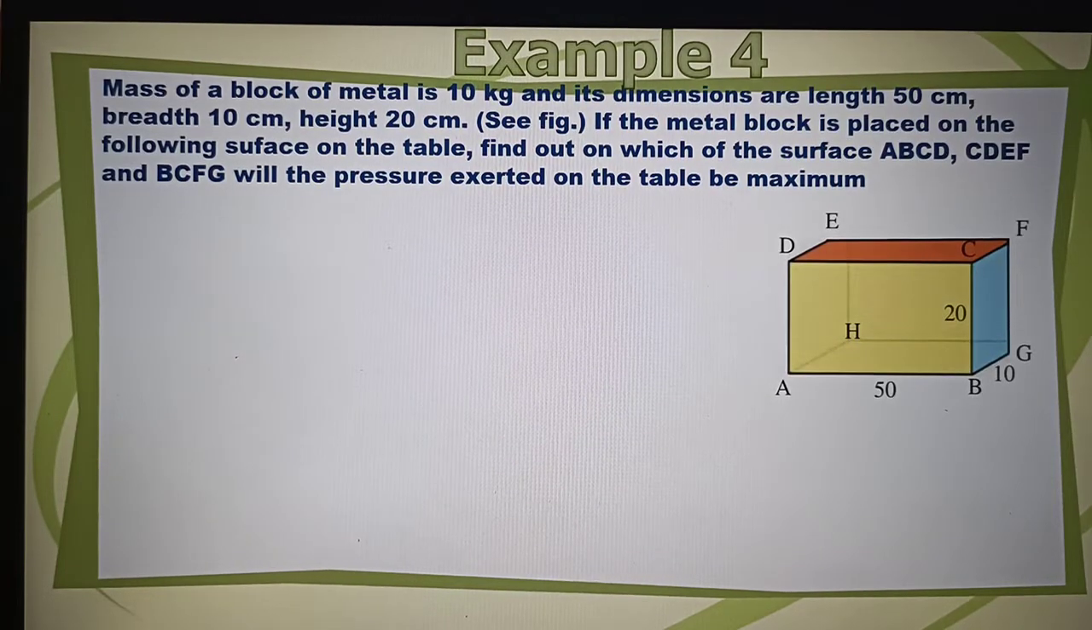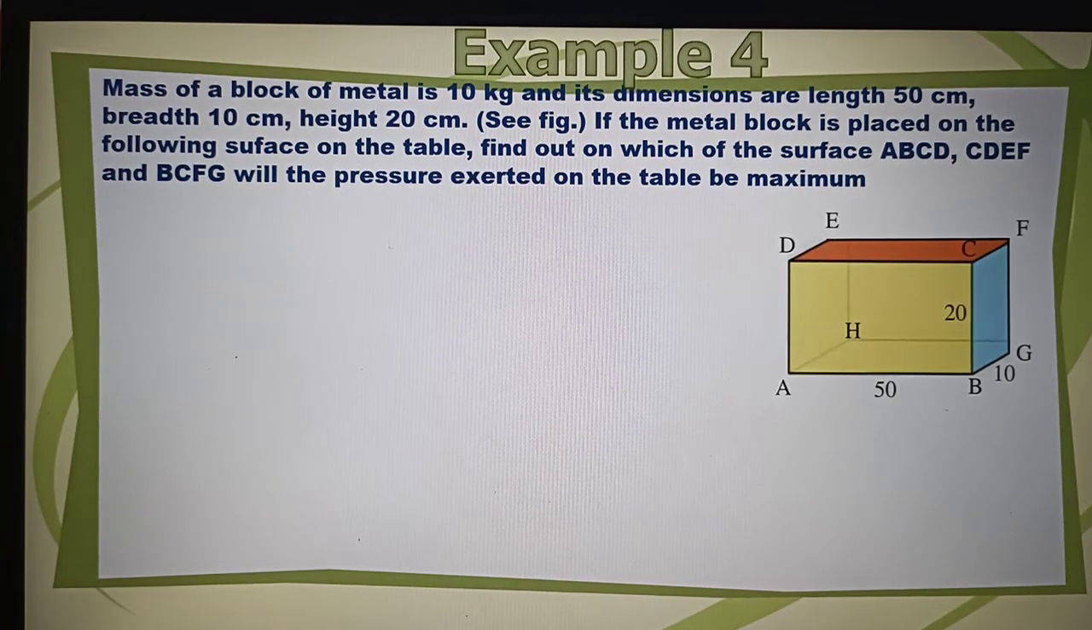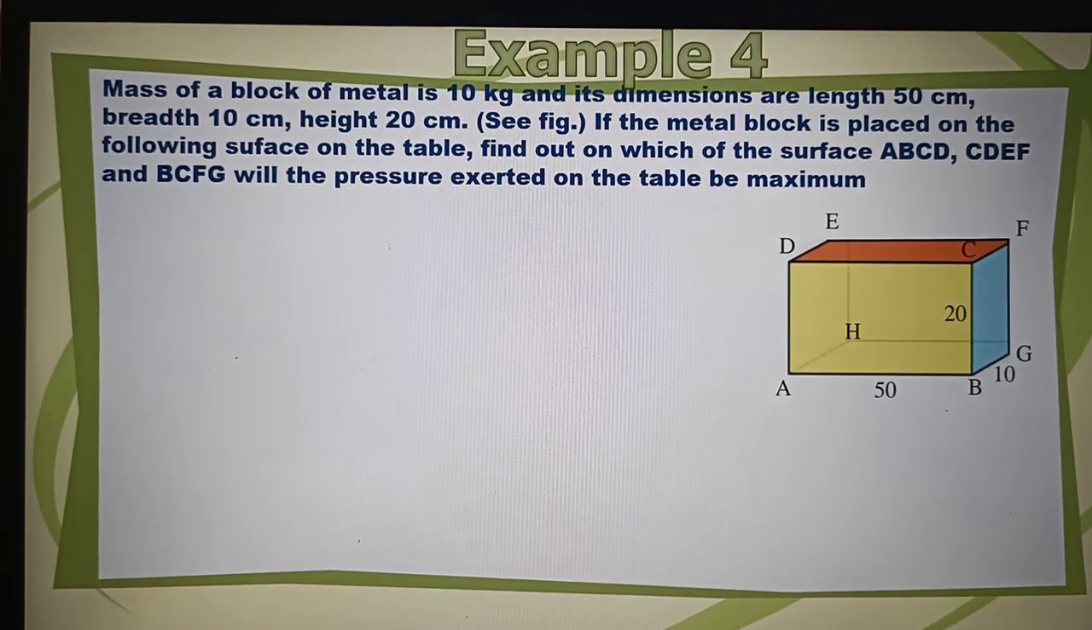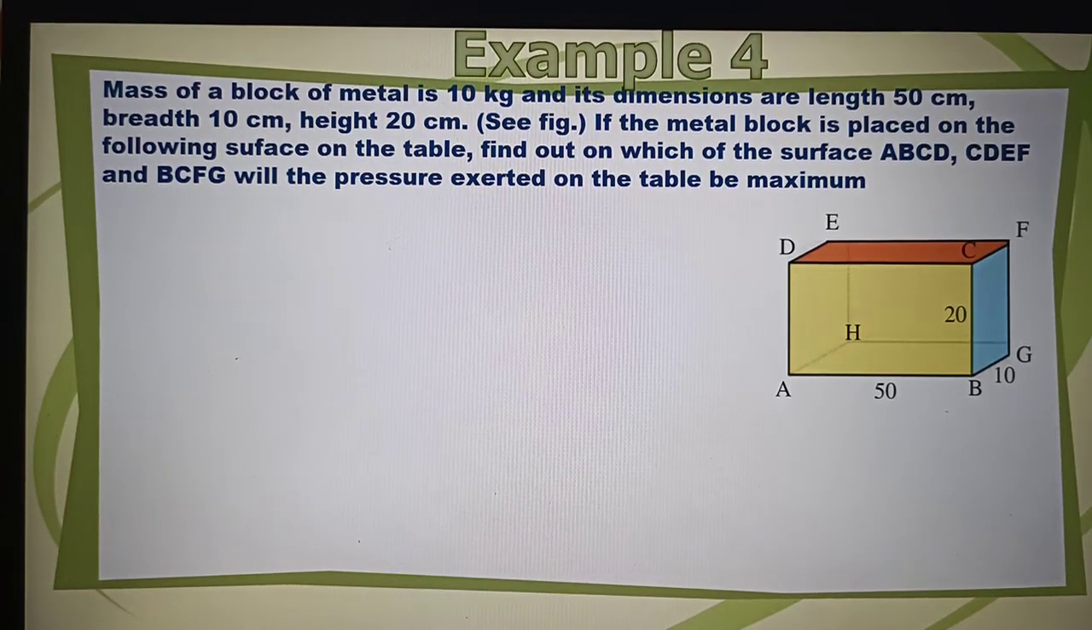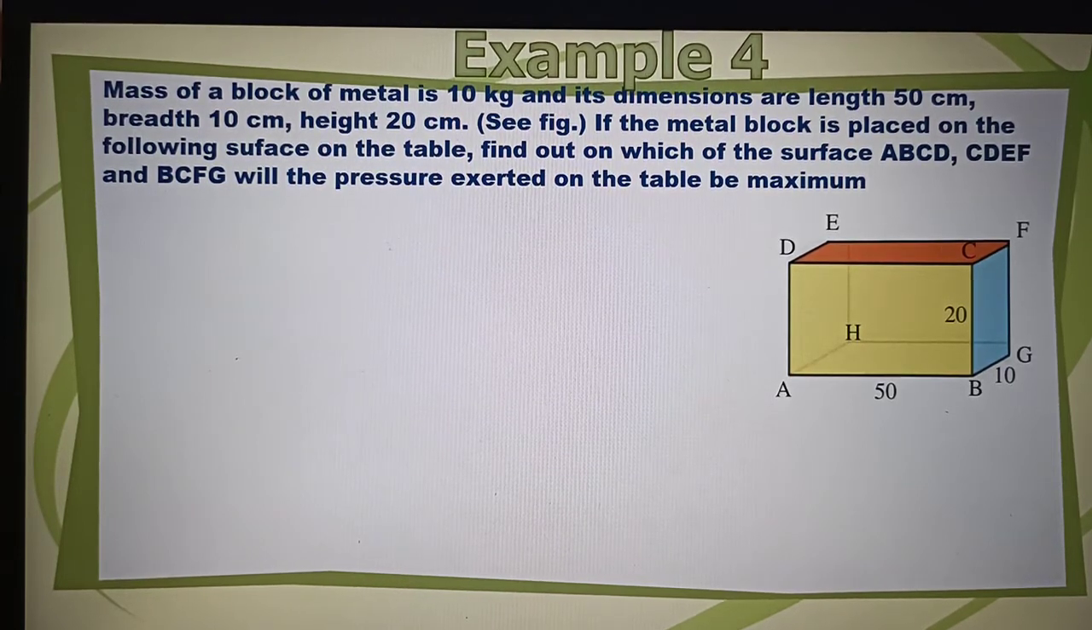Mass of a block of metal is 10 kilogram and its dimensions are length 50 centimeter, breadth 10 centimeter, height 20 centimeter. If the metal block is placed on the following surfaces on the table, find out on which of the surfaces A, B, C, D, or C, D, E, F, or B, C, F, G will the pressure exerted on the table be maximum. Look at the figure.